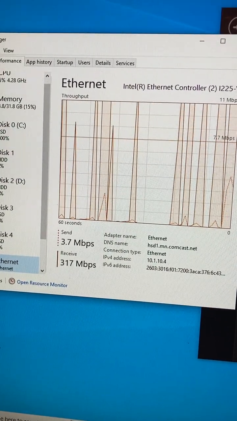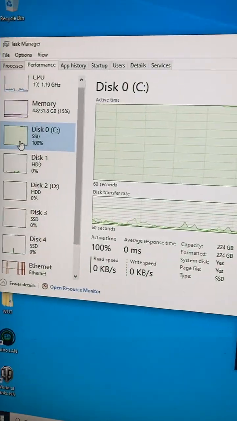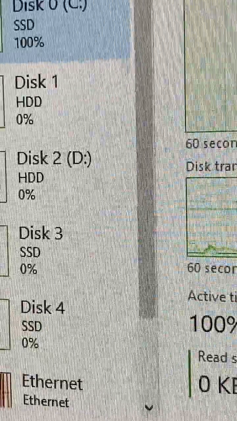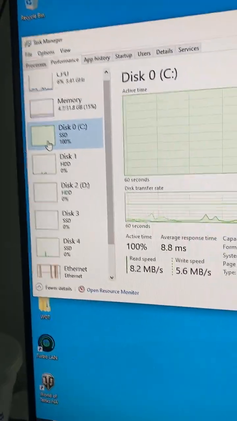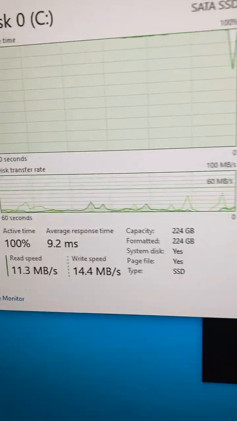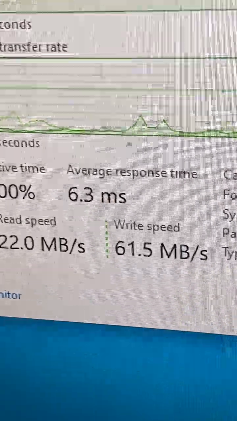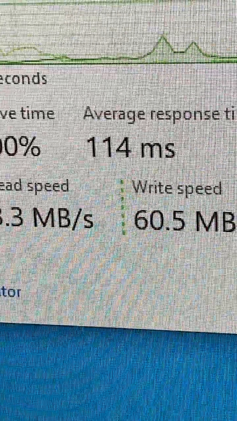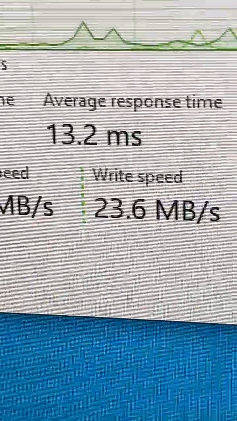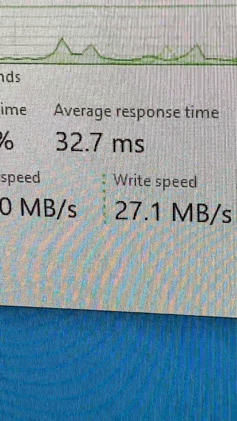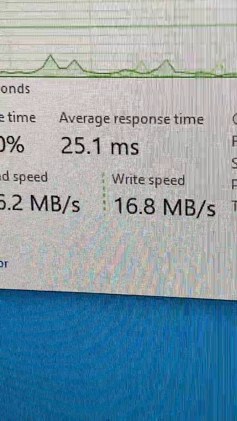But what's happening in the process of installing something, look at this, disk C, and that is at 100%. So it is writing to this disk at full speed. Oops. Write speed 60 megabits per second, 26, 11, 23, 41. It was at 60 for a bit.